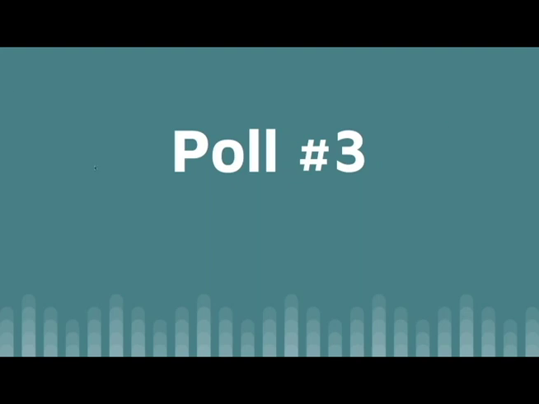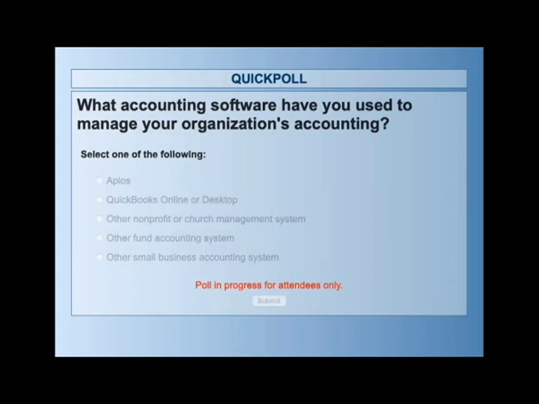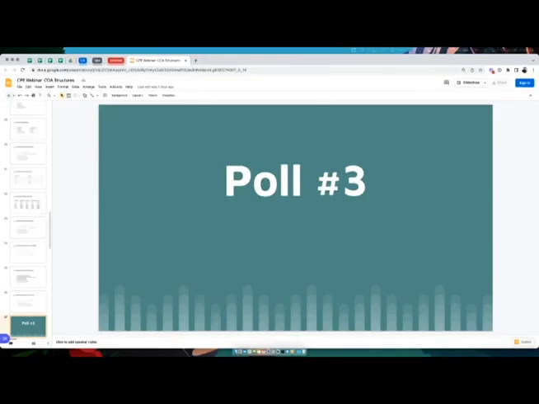All right, poll number 3. The question is, what accounting software have you used to manage your organization's accounting? Okay, 50% said Aplos, right on. 27% said QuickBooks Online or Desktop. That's okay, I forgive you. 9% other nonprofit or church management type system. 9% another fund accounting system. 5% another small business accounting system. So good. Again, good spread.